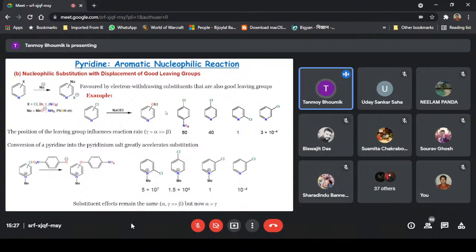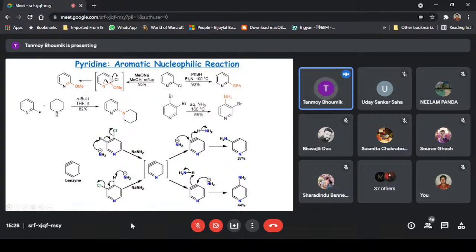Then what happens if we have fluoro, bromo, and iodobenzene? The order of this reaction is first the 4 position, then the 2, and after that this position. So this is basically the nucleophilic substitution of the pyridinium or picoline complex. In this picoline complex, there are different substitution reactions and different reagents. And there is the pyridine in the aromatic nucleophilic substitution reaction.